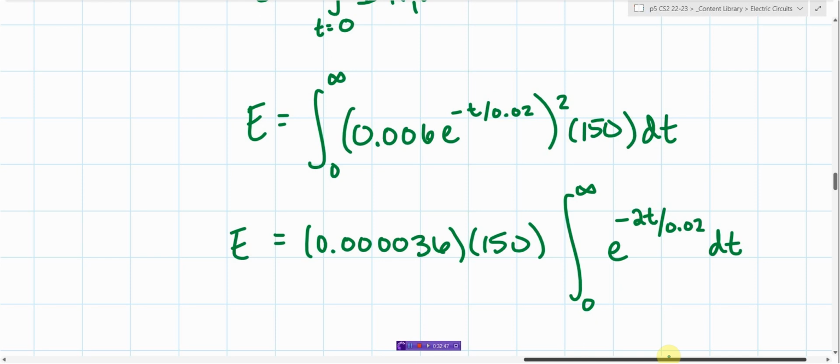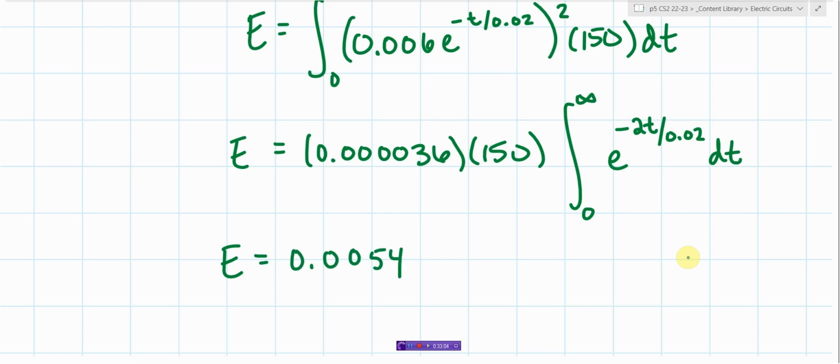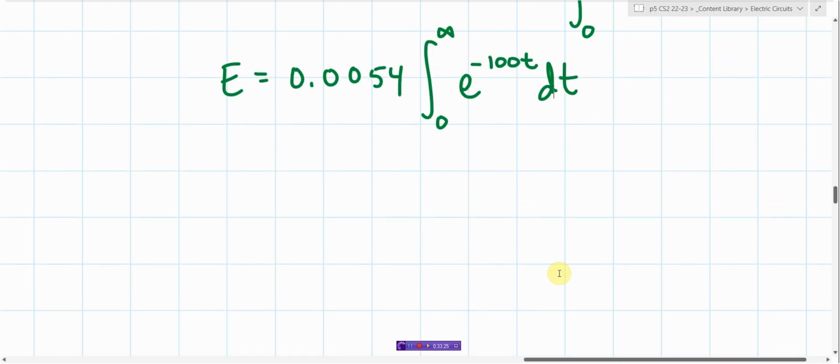I can clean this up a little bit in that negative 2 over 0.02 is negative 100. It's kind of nice. I can also clean up the front. This times 150 is, I used a calculator while I had it paused, 0.0054. And then I integrate from 0 to infinity of e to the negative 100t dt. And now I just need to integrate that and evaluate it.